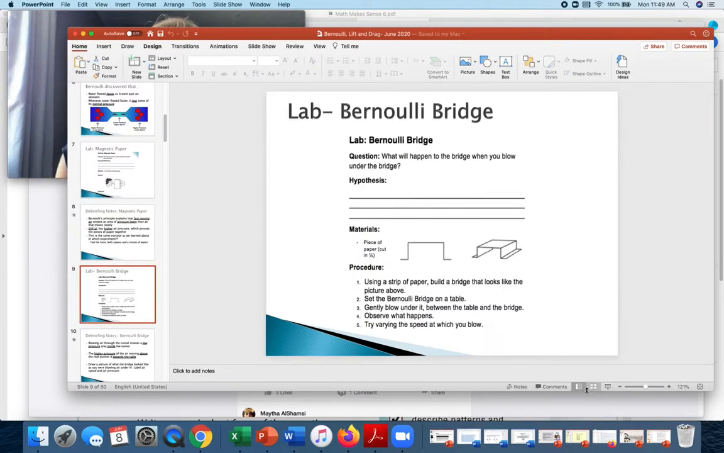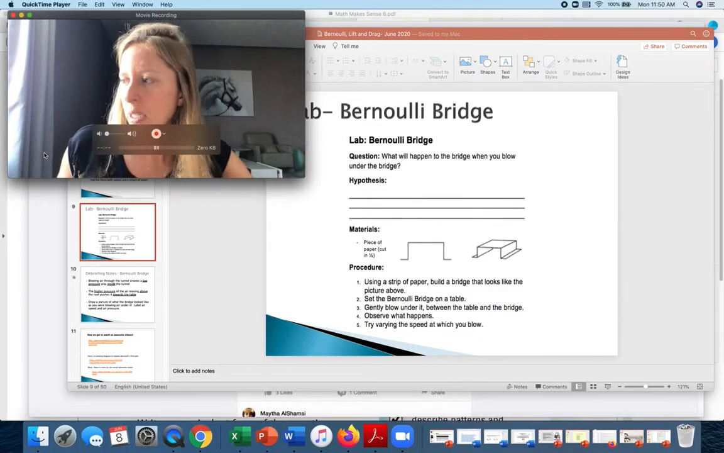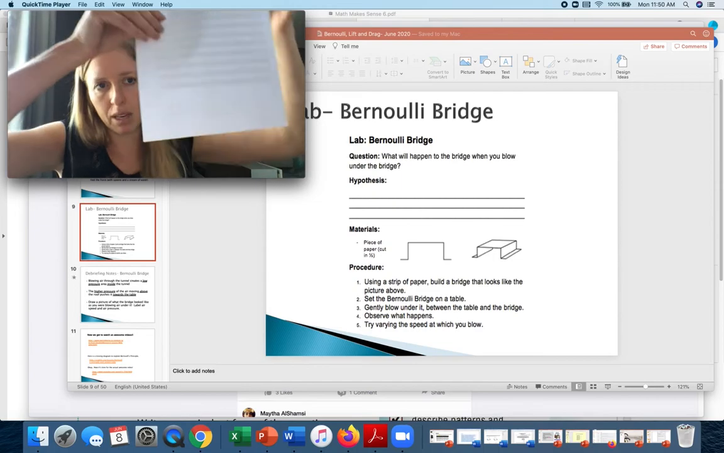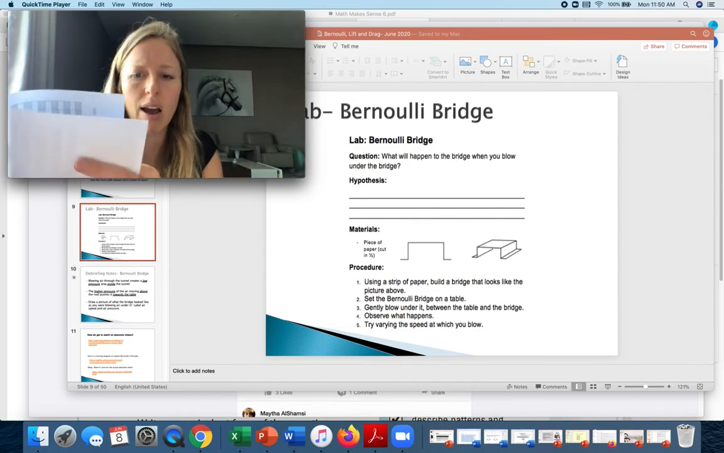Now the second one is going to be for you. This is what you have to do, and this is your homework, which I'm going to be posting on Seesaw. What will happen to the bridge when you blow under the bridge? To make a hypothesis, I'm going to explain the experiment to begin with. You have to get a piece of paper and cut it in half. Just a normal piece of paper like this, cut it in half.